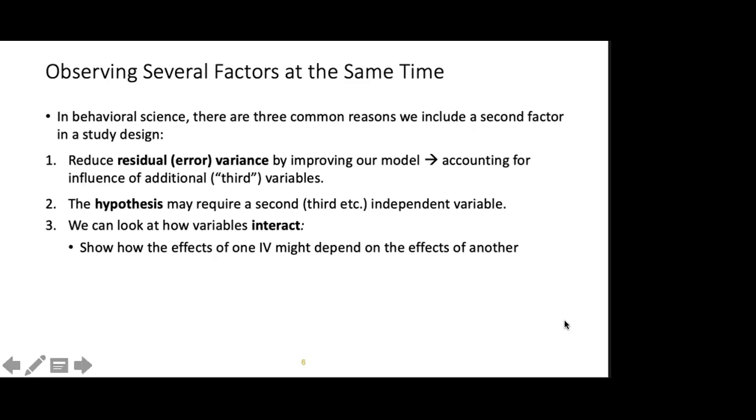And so another important reason to favor factorial designs compared to one-way designs, basically designs where you have only one factor, is that you can look at how your independent variables interact. So you can look at whether the effect of one variable differs across the levels, across the values, of the other independent variable, which is very, very frequently the case in real life.